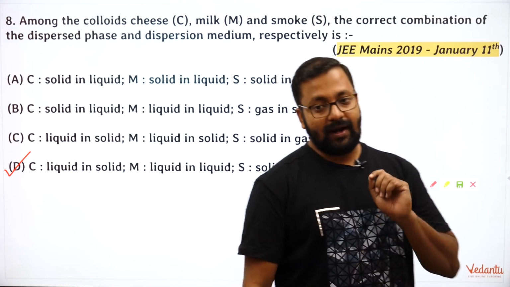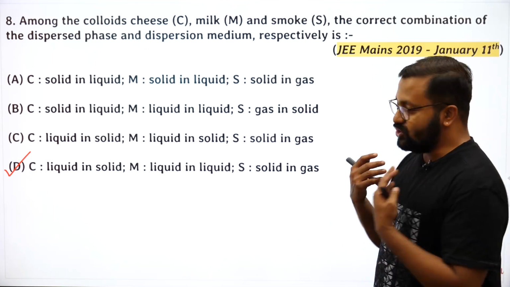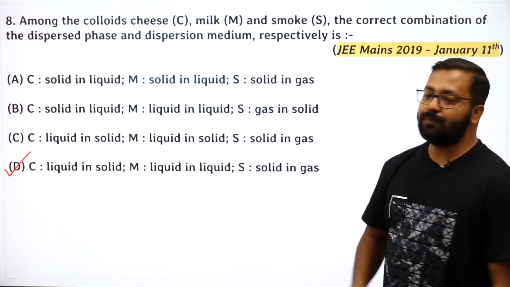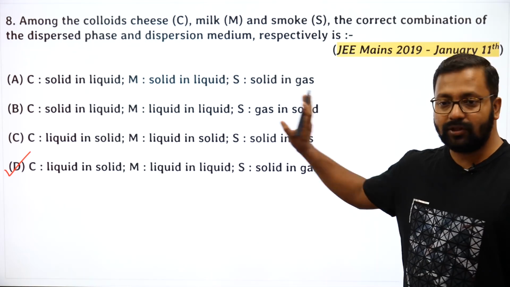Please do read NCERT for this. कुछ एक general examples हैं. Gel, jelly, cloud, fog, aerosol, इन सब के बारे में dispersion medium, dispersed phase क्या है उसको याद कर लीजिए. The right answer to this question is D.